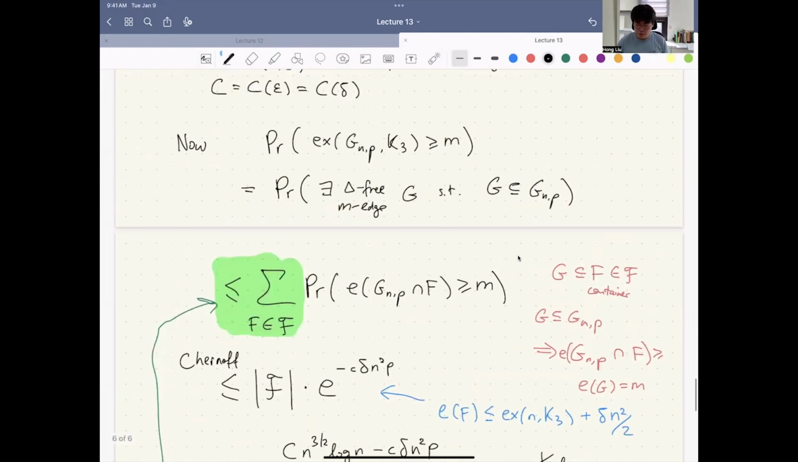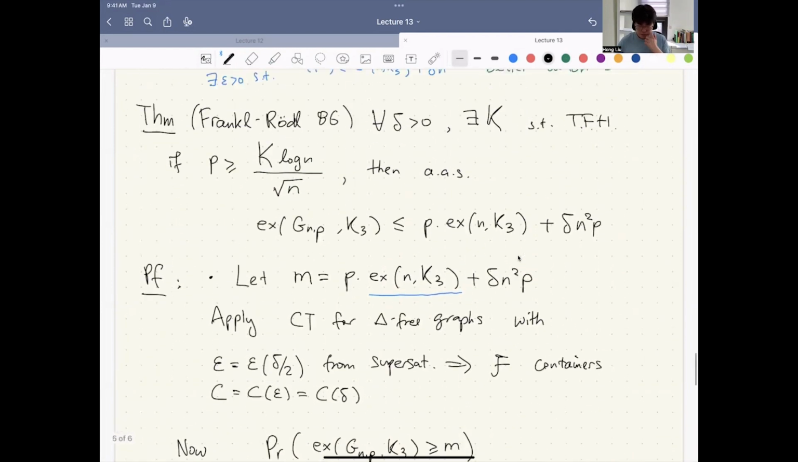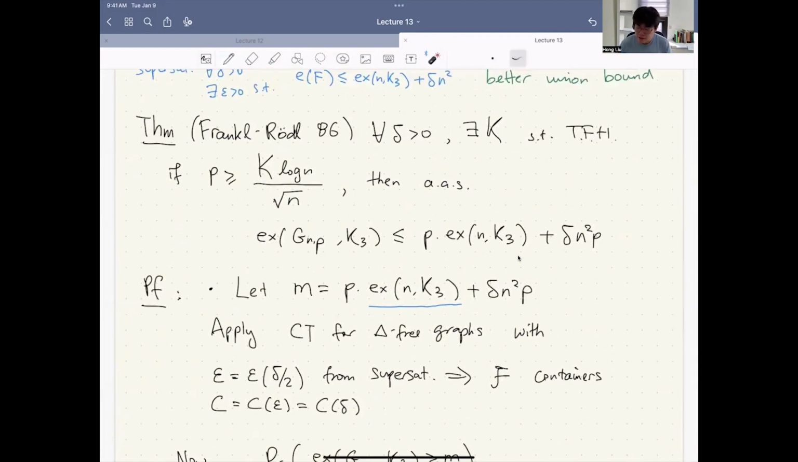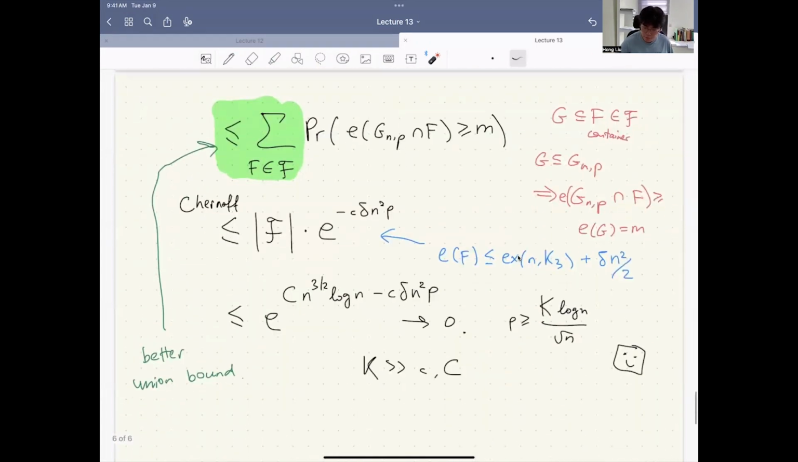So the thing we have to look at is how tight this threshold is. We know that when p is about 1 over square root n, up to a log, the desired upper bound holds. The claim is that when p is up to log n, this is actually optimal. So this is not far from optimal. This is the remark.